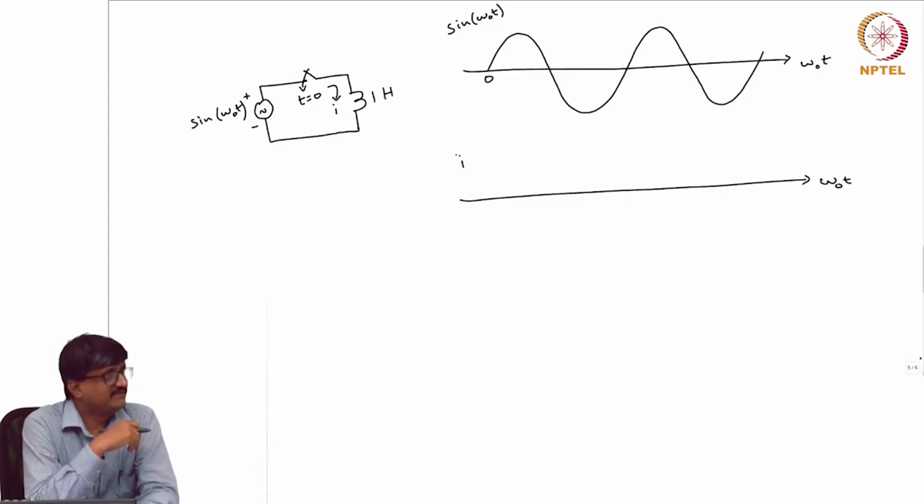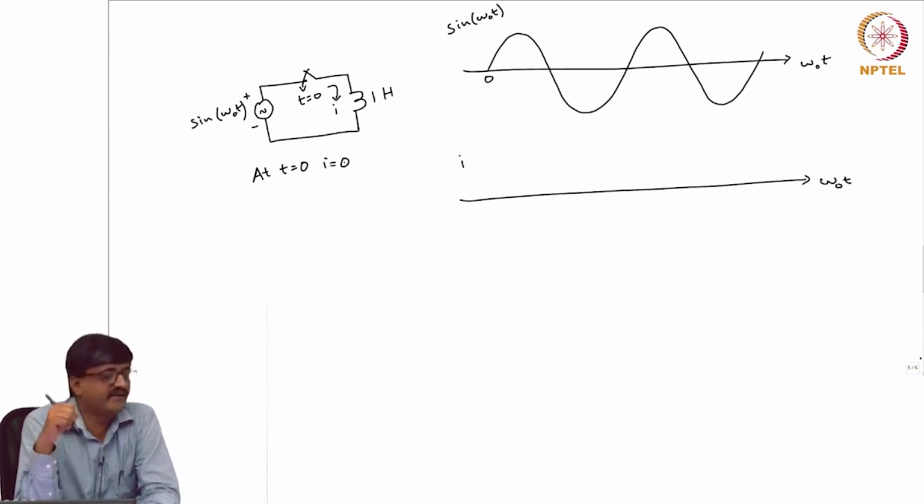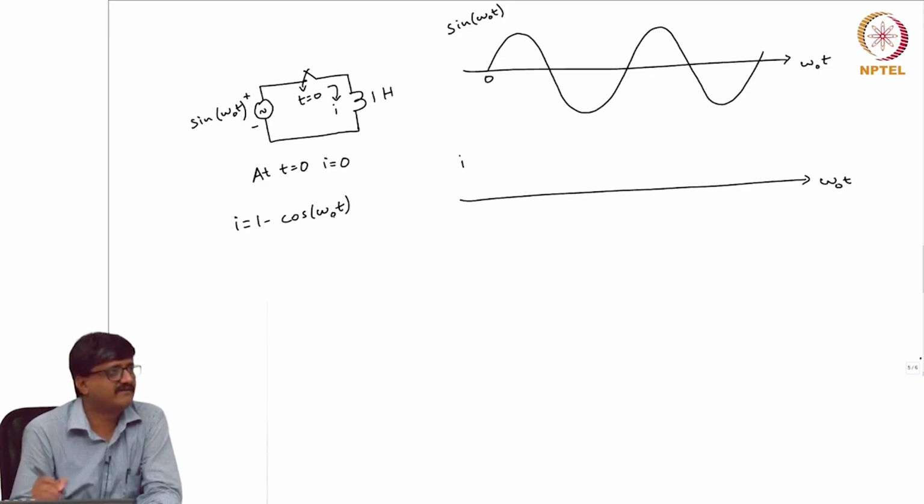Minus? Do you get minus cos omega_0 t if you solve this circuit? See, this circuit has a solution. Say, at t equal to 0, I is equal to 0. That should be satisfied because the switch is closed only at t equal to 0, so there is no current before closing the switch. So, if you take cos omega_0 t or minus cos omega_0 t as the expression for I, there is a problem. So, it is 1 minus cos omega_0 t. If I is 1 minus cos omega_0 t, what is the average value? Average value of I is 1.